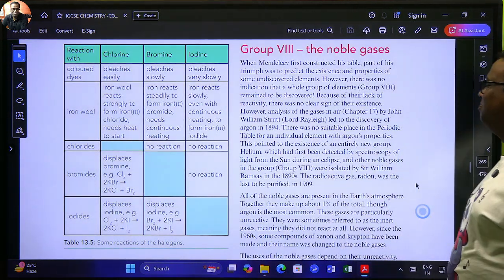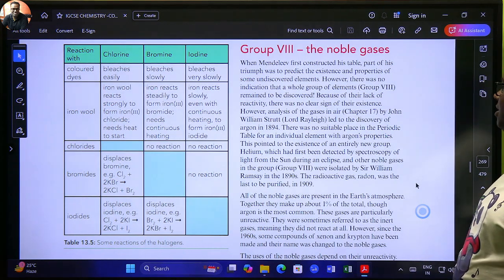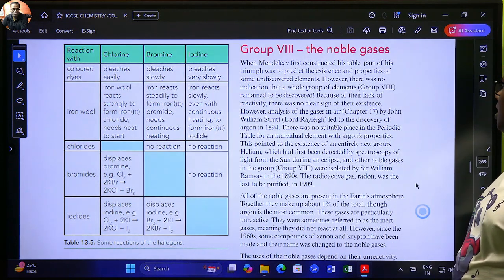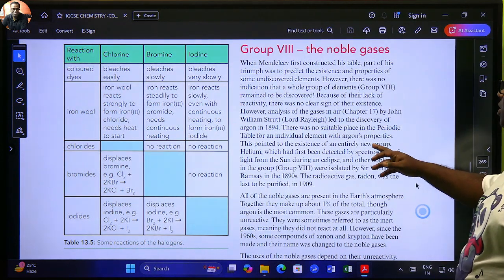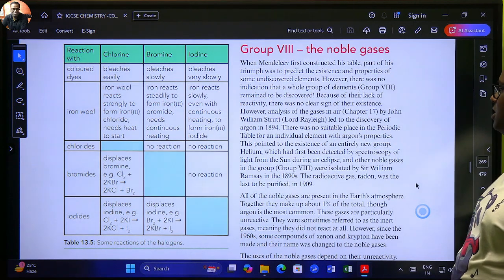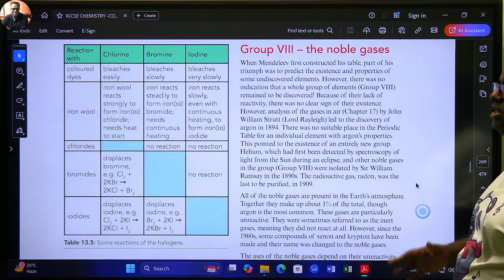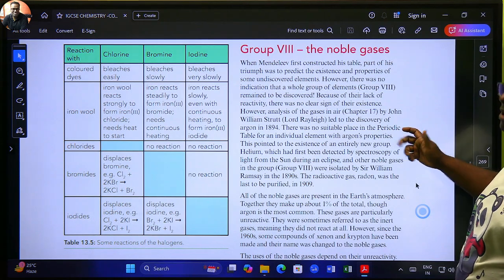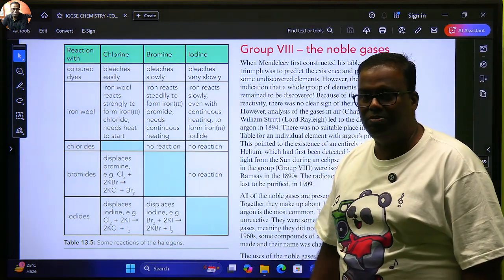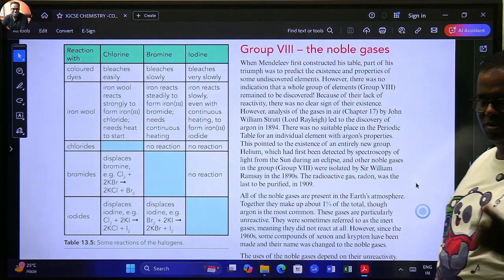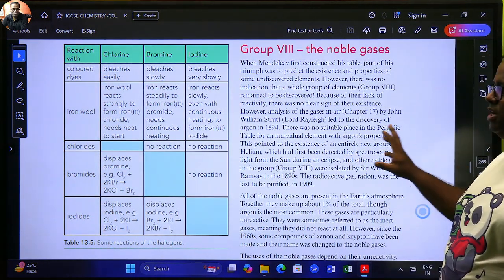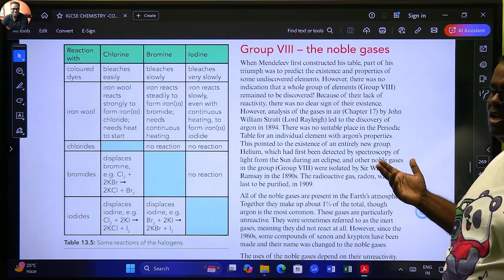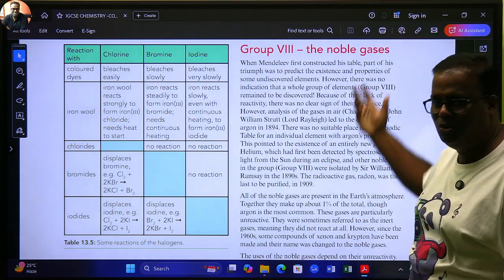Yeah. So there was no suitable place in the periodic table. Now, when they're saying periodic table, they're referring to Mendeleev's periodic table. There was no place for an individual element with argon's properties. This pointed to the existence of an entirely new group. Now see, Strutt discovered only argon. But argon could not be placed anywhere in the periodic table. What is that periodic table? Mendeleev's periodic table, right? So if I try to place argon, it is disturbing everyone. Whatever we have is always a group of elements.